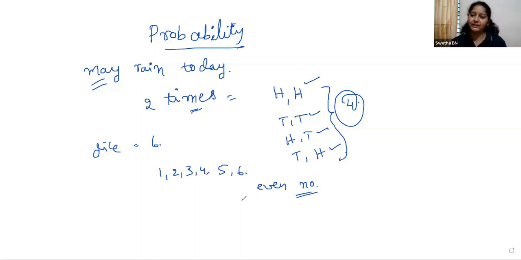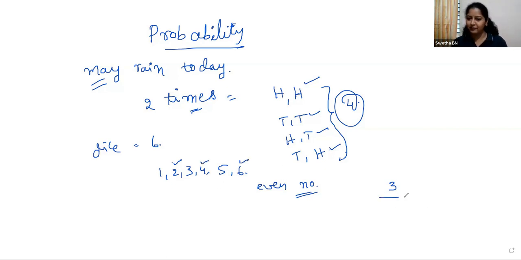Probability of getting even numbers. Three. Is it only 3 or what? Okay, 3 is the answer. Then? Right. Which are even numbers here? 2, 4, and 6. We have 3 numbers.